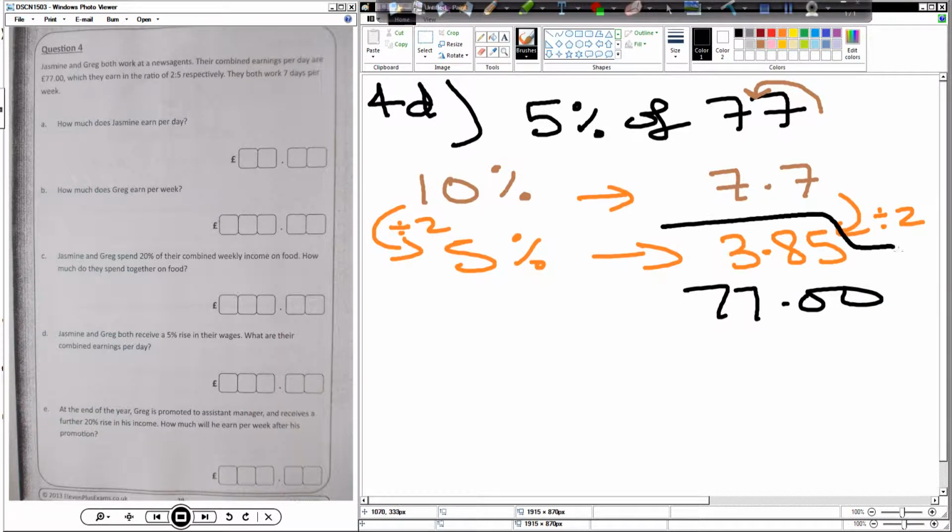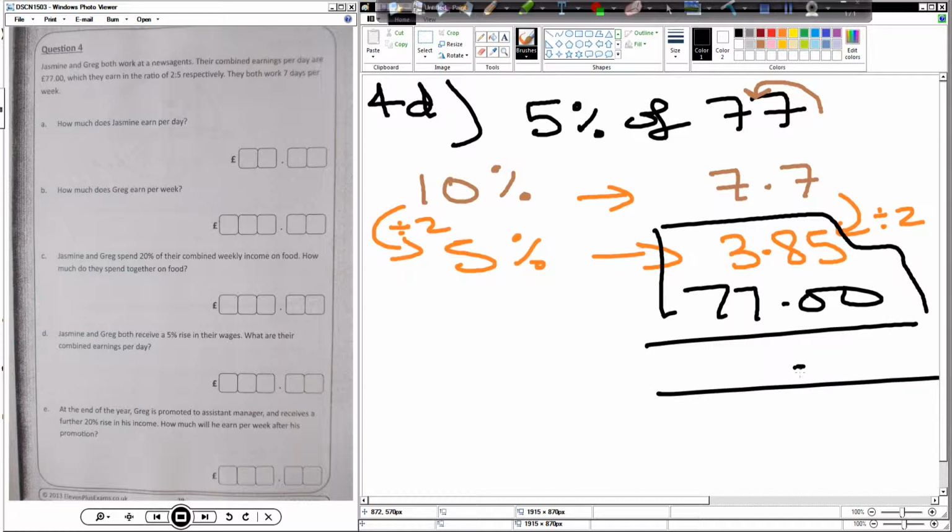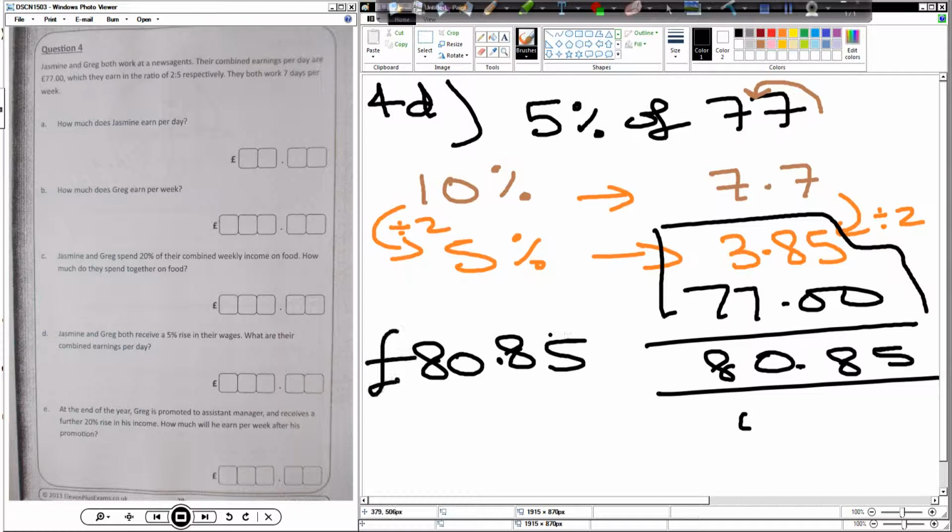So we're looking at these values here. Okay. And that should give us a total of, so question 4 part D. So that's 5, that's 8, that's 10, that's 80. So for question 4D, the answer is £80.85 is the new value after the 5% increase. That's the answer for question 4D, which goes over here.